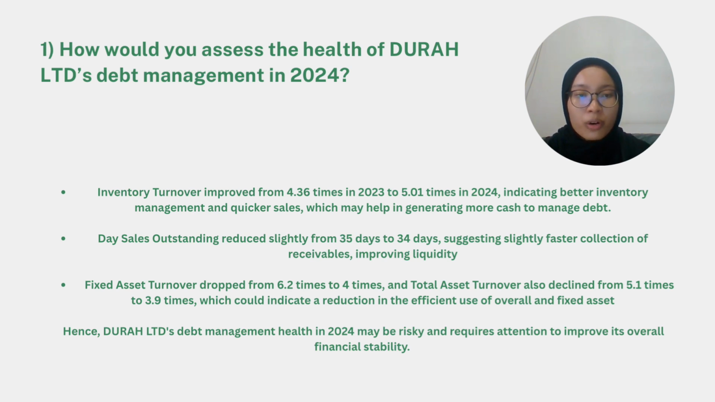Moreover, for days sales outstanding, Dura Ltd reduced slightly from 35 days to 34 days, which can improve liquidity because the company quickly collects money from its customers after making a sale on credit. However, a decline is observed in the fixed asset turnover, from 6.2 times to 4 times, and total asset turnover from 5.1 times to 3.9 times.